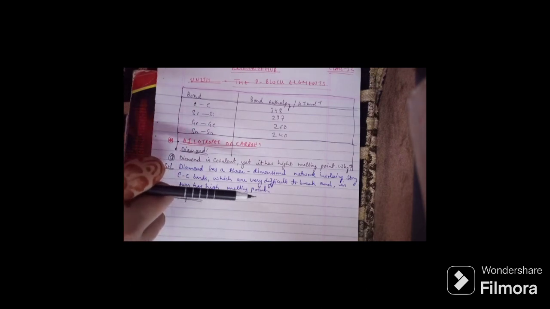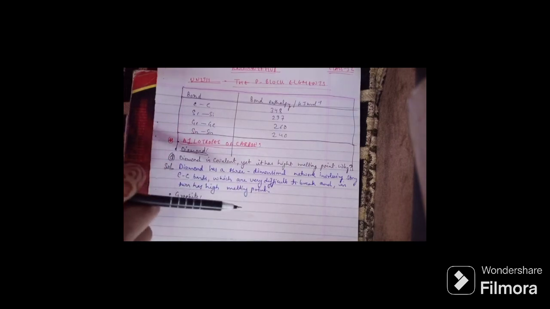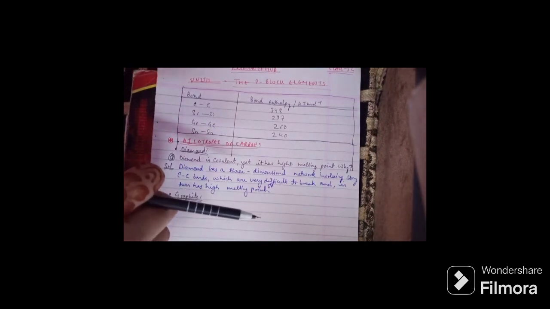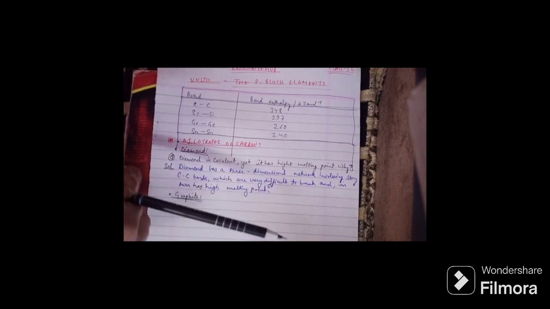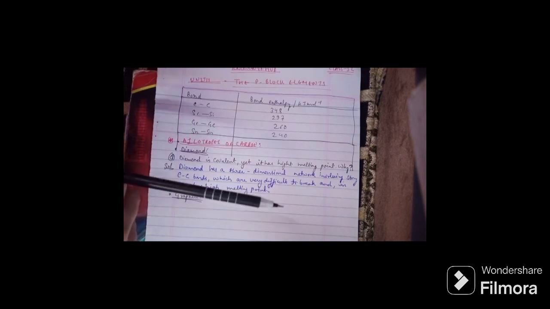In graphite here, what is graphite? Graphite has a layered structure. Layers are held by van der Waals forces and the distance between the two layers is 340 pm, which I will explain when we draw it. Each layer is composed of planar hexagonal rings of carbon atoms. The carbon-carbon bond length within the layer is 141.5 pm.